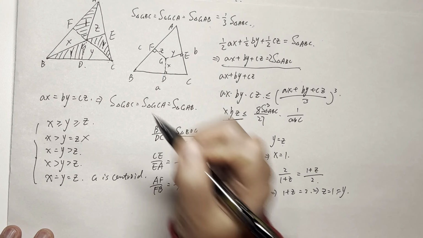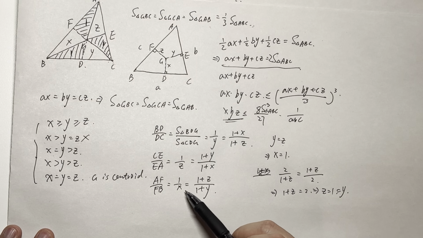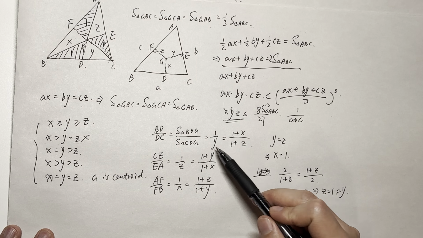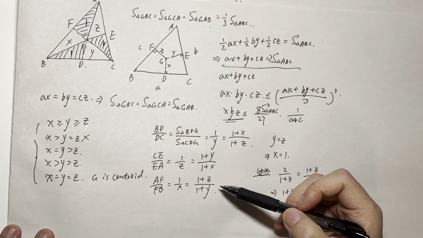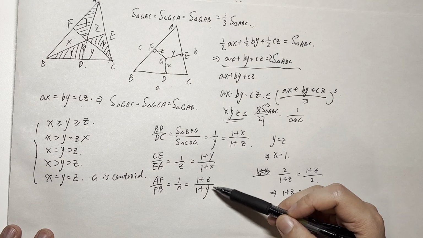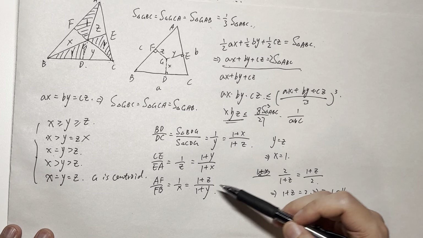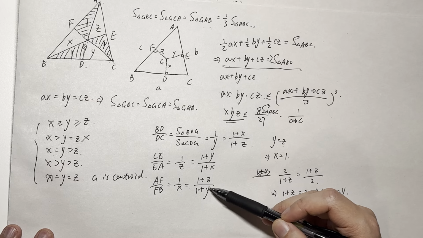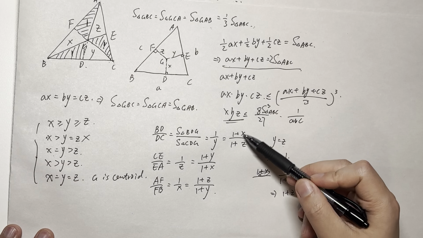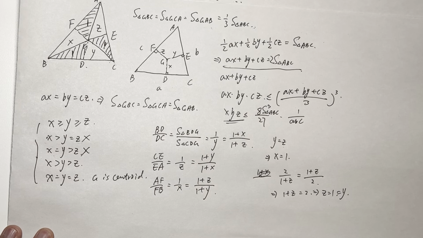So this cannot happen. And similarly for this case, if x equals y, then z equals 1, right? And when x equals y, these two terms are equal. Because z already equals 1, we know that x and y also equal 1. So this case is not going to happen.